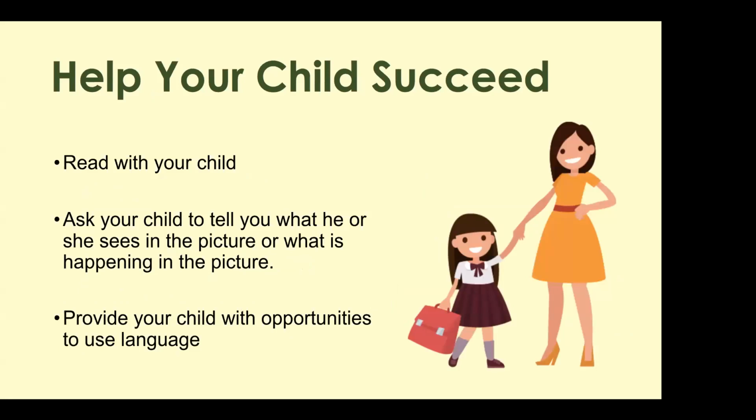These are some suggestions to help your child become successful in school. Read with your child. Ask your child to tell you what they see in the picture or what is happening in the picture. Provide your child with opportunities to use language. Additionally, here are a few other ways that you can help your child be successful. When it's time for testing, talk to your child about the test. Make sure your child knows that the tests are important, but they are just one measure of learning. The teacher uses tests along with other information to make sure your child is getting the support they need.